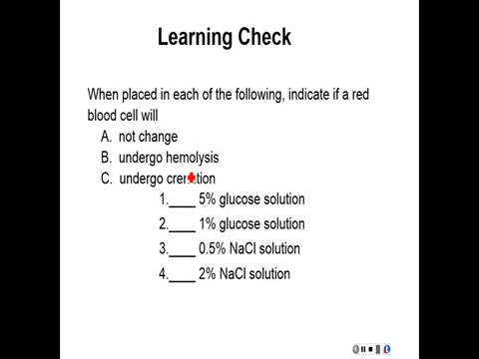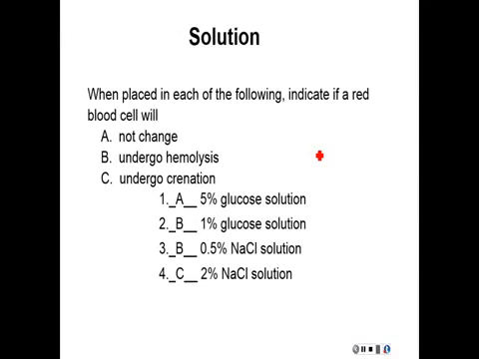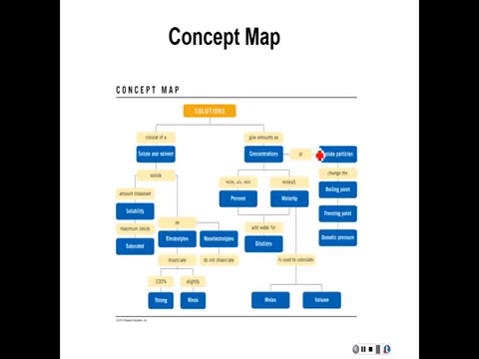Okay. When placed in each of the following, indicate if a red blood cell will not change, undergo hemolysis, or undergo crenation. Again, you're comparing it to those standard concentration amounts in the blood. Okay, and the answers would be, number 1 is A, 5% is what we want, so nothing's going to happen. For B, 1% is obviously less. We're going to get hemolysis. Cells are going to blow up and burst. And then for B, you're going to have the same thing as too small. And then for C would be crenation. They're going to shrink. And here's a concept map of the whole chapter, which you might want to check out. It shows you everything that we covered.